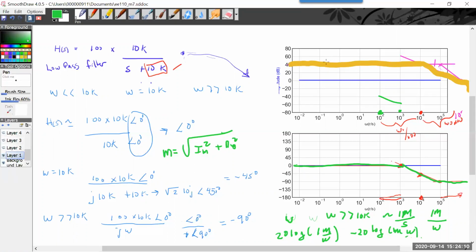And I kind of have a conceptual question for that, Professor. Is what we're doing with that, a negative 20 per decade, kind of an estimate based on when omega is much greater than 10K? Because if omega is closer to 10K, wouldn't that not be a straight line? Right, and that's why these are called asymptotic Bode plots.